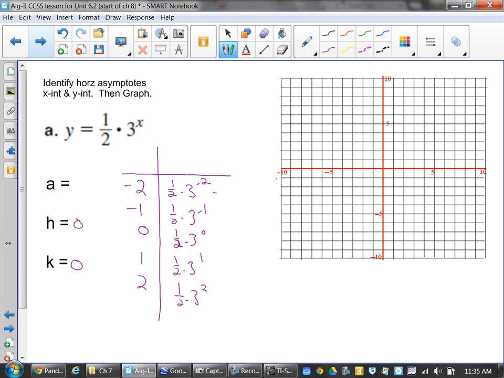How do you understand 3 to the -1? So it's 1/6. Well, 3 to the 0 is 1, so it's 1/2. The next one is 3/2. And then the last one is 9/2. Okay. I'm at peace with fractions.